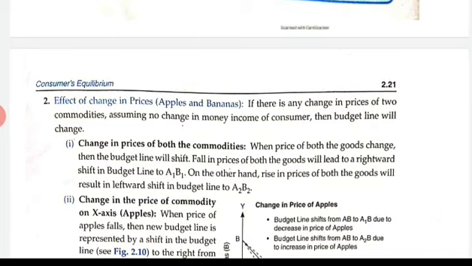A fall in the prices of both goods will lead to a rightward shift in the budget line. Obviously, when there is a fall in price, more goods can be bought, so the budget line will shift rightward to A1B1. On the other hand, when there is a rise in the prices of both the goods, then the budget line will shift leftward to A2B2. So this change takes place when there is a change in the prices of both the goods.